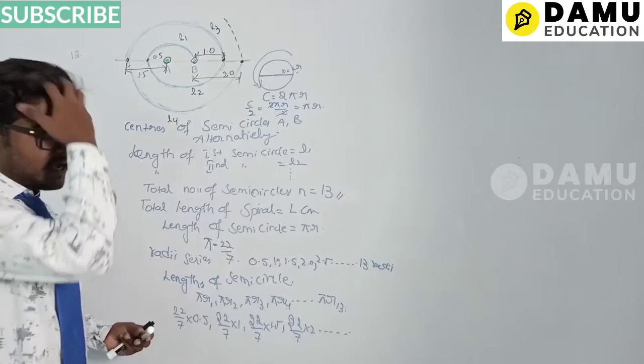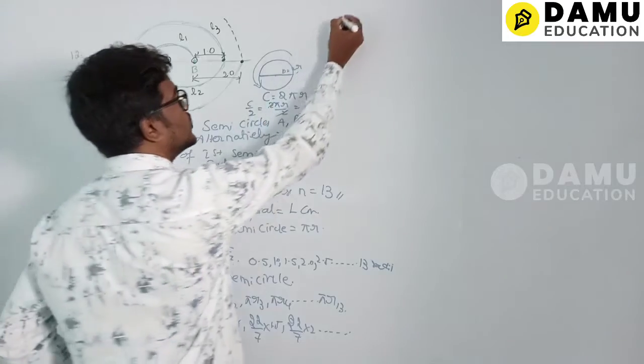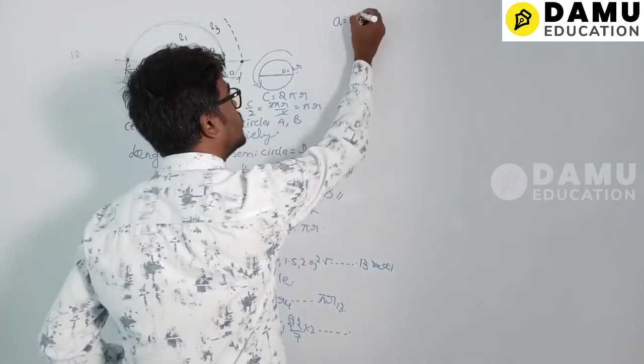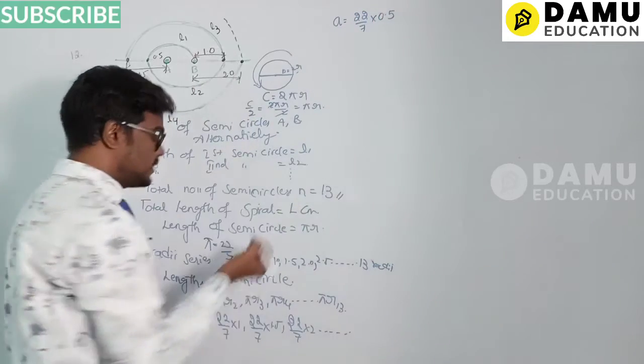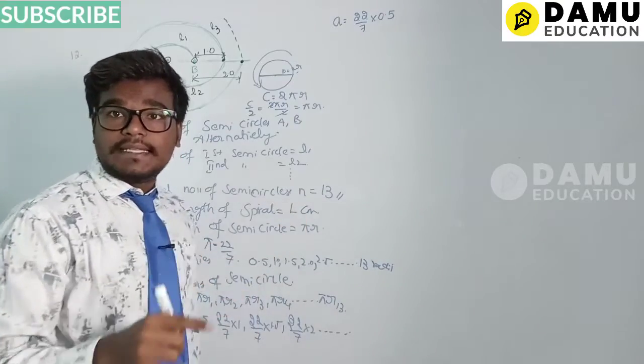So let's write what is the first term here. The first term, let's take first term a, will be equal to 22 by 7 into 0.5. So this is the first term. Then what is the second term? So this is 22 by 7 into 1.